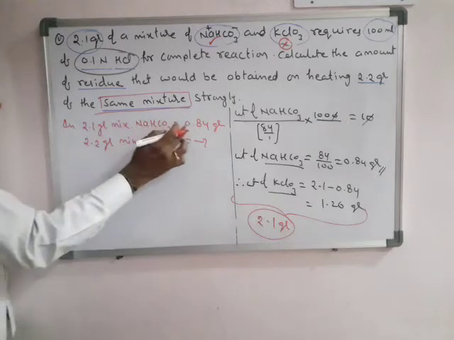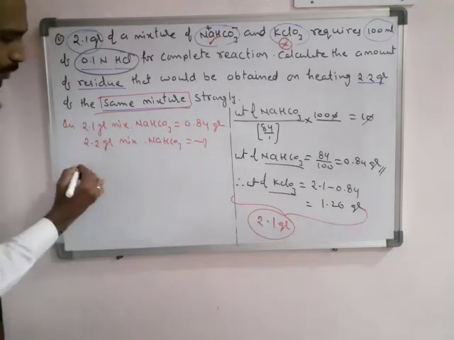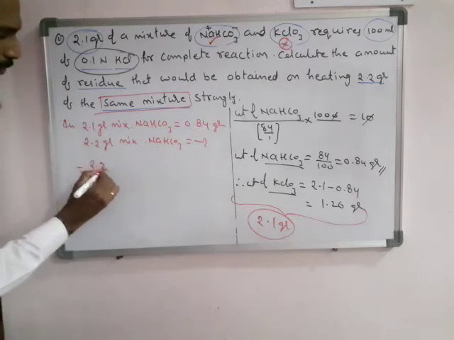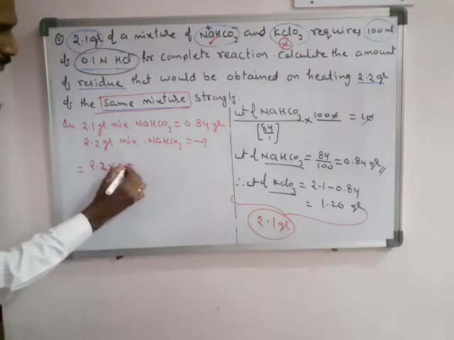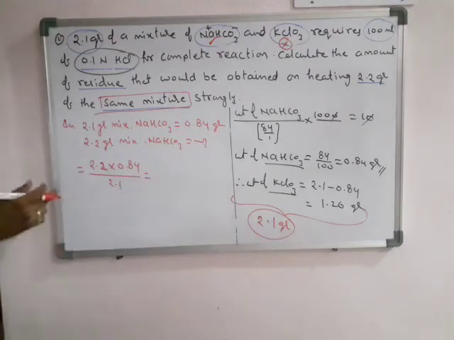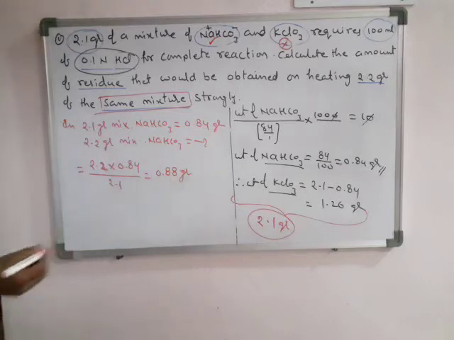2.1 grams has 0.84 grams of sodium hydrogen carbonate. In 2.2, how much? That is 2.84 by 2.1, approximately, so we will get 0.88 grams.